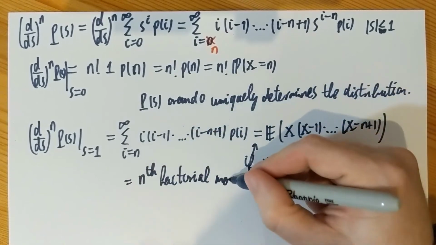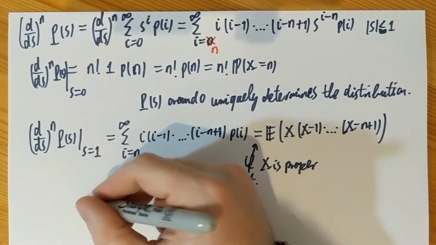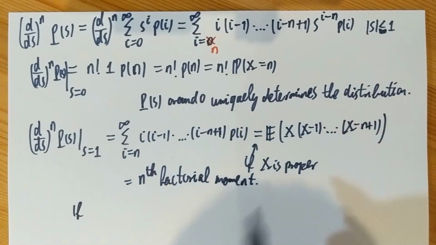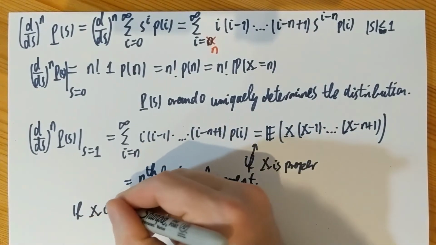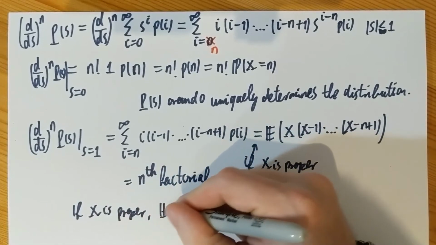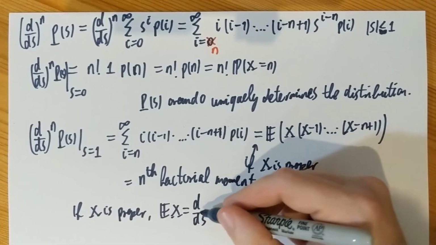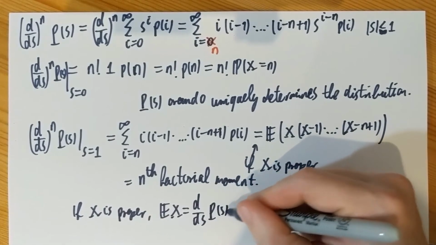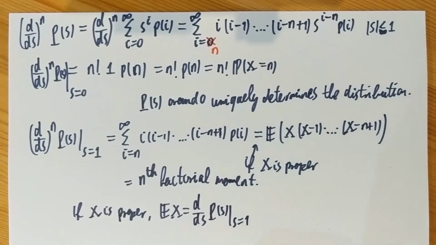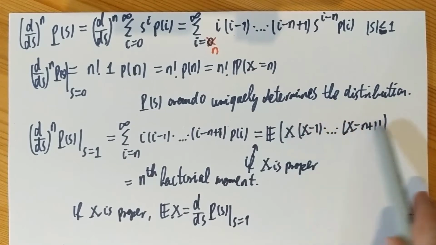So this whole thing is the nth factorial moment. In particular, if I do the first derivative, and X is proper, so with probability 1 it's finite, then I can straight away get the expectation by differentiating P and plugging in s equals 1. When n equals 1, I just have one term here. This is n terms, right? So when n equals 1, I just have one term here, the expectation of X.